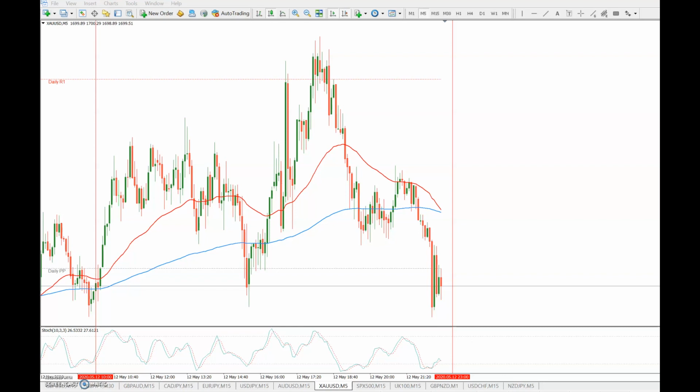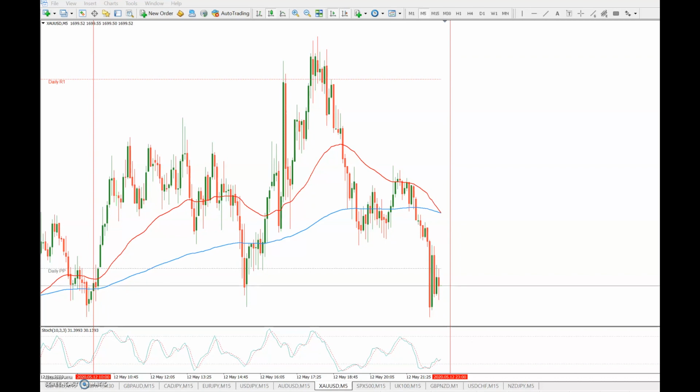Today we're going to be going over our gold trading strategy. It's a relatively simple strategy but can be very effective in catching large moves in the market.